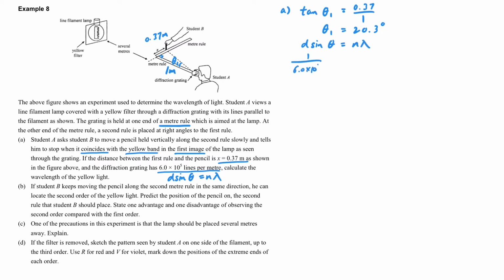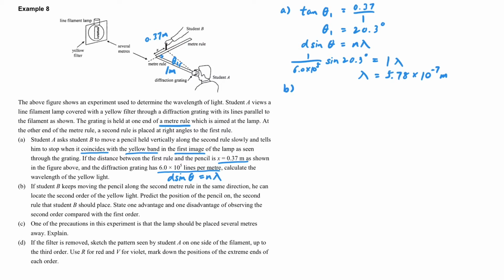So actually, in grating, the d sine theta equal to n lambda usually work together with the tangent, so that we can solve all the problems actually. So we can find the lambda by using these two equations together.